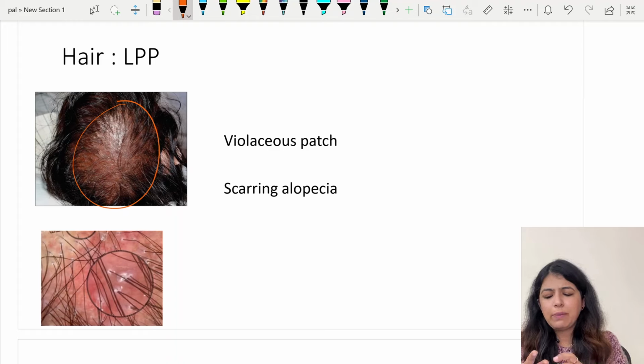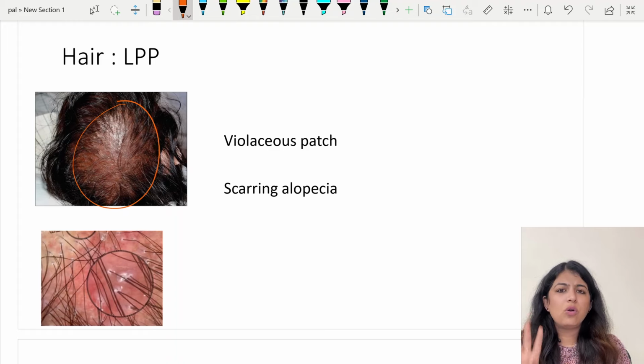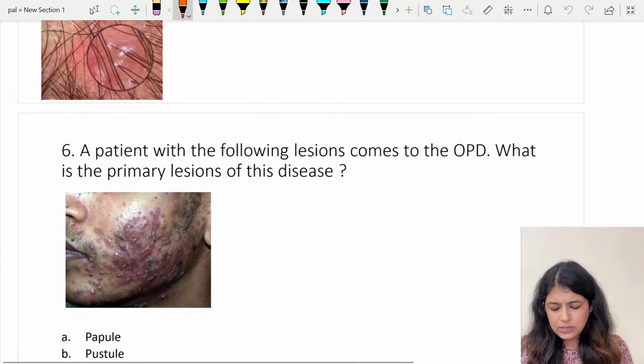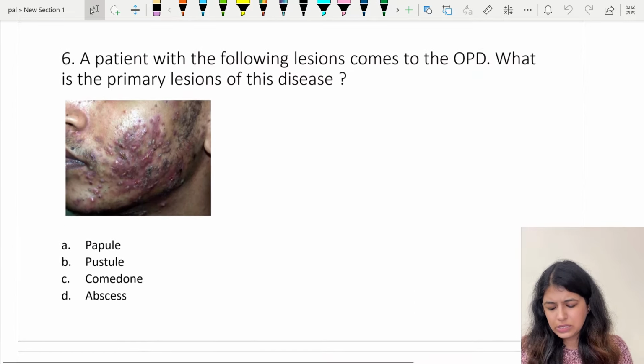In the skin, purple papules which are itchy. In the mucosa, lacy stria. In the nail, pterygium. In the scalp, scarring alopecia. So all these four features of lichen planus on their own individually are important questions. Treatment is done with steroids. So treatment of choice for LP are steroids.